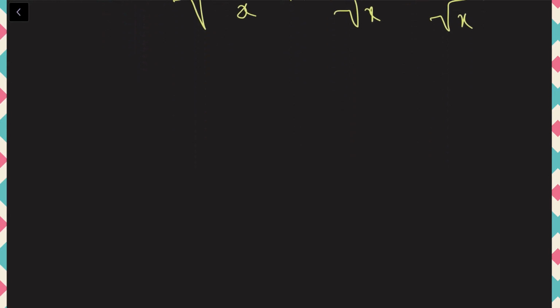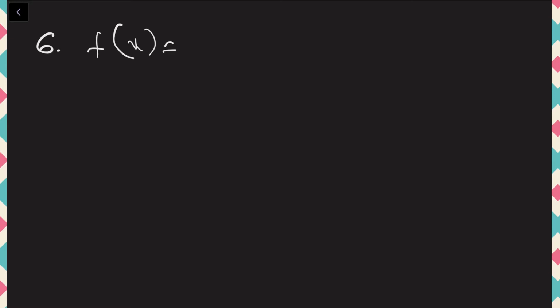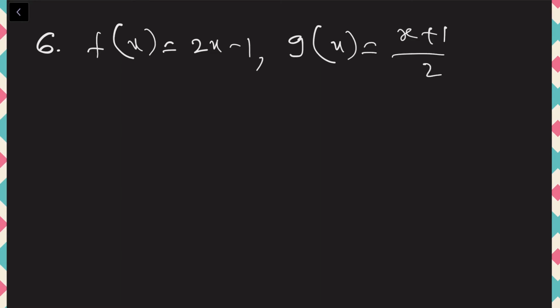Next, let us move to bit number 6. Question number 6 is, f of x is given as 2x minus 1 and g of x is given as x plus 1 divided by 2. Then he is asking to find the value of g of f of x.